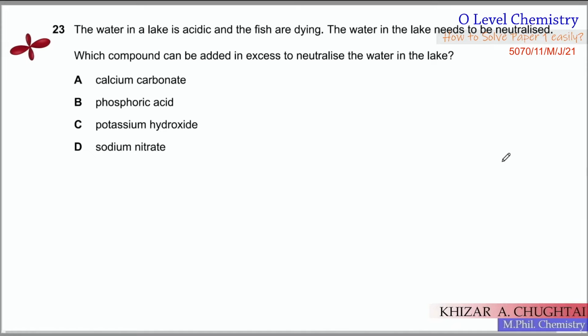The water in a lake is acidic and fishes are dying. The water in the lake needs to be neutralized. Which compound can be added in excess to neutralize the water in the lake? If we want to just neutralize the water, then it is calcium carbonate and not phosphoric acid. Potassium hydroxide will also neutralize, but it makes the solution alkaline, so it is also not required. Sodium nitrate is a salt. It will not change the pH of the solution. So A is the correct option.